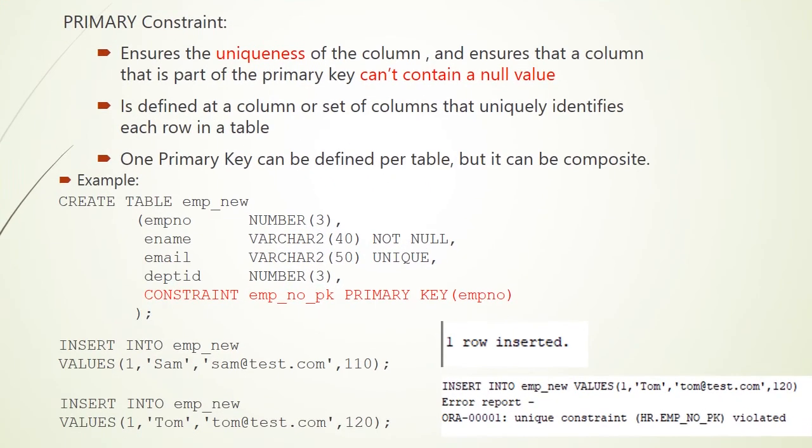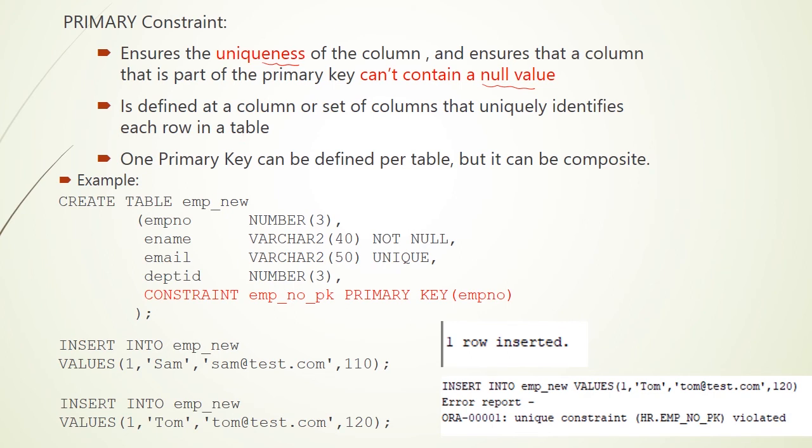A primary key constraint ensures the uniqueness of the column, as well as ensures that a column that's part of the primary key cannot contain a null value. So it ensures not null and unique. So primary key is unique plus not null. It is defined on a column or set of columns that uniquely identify each row in a table.